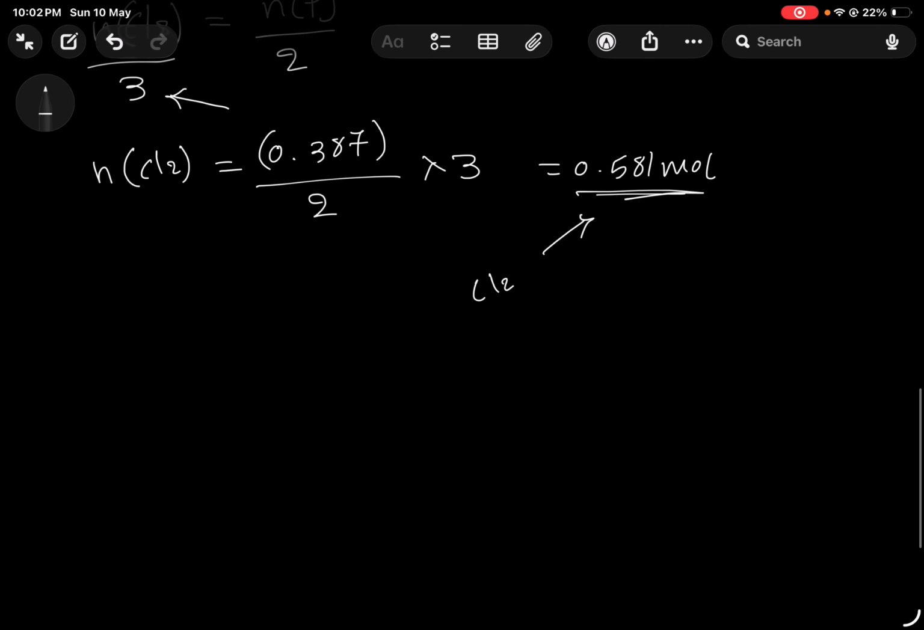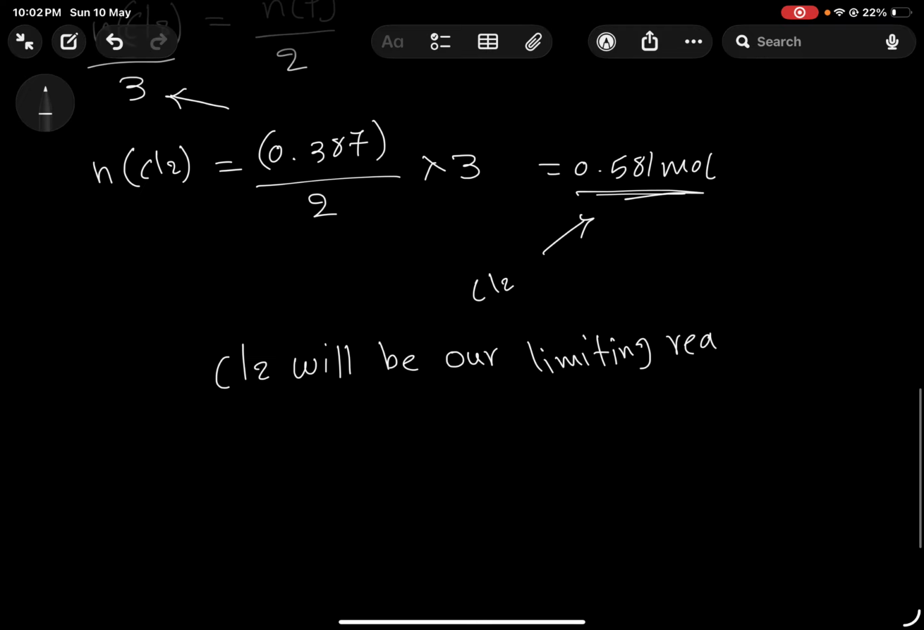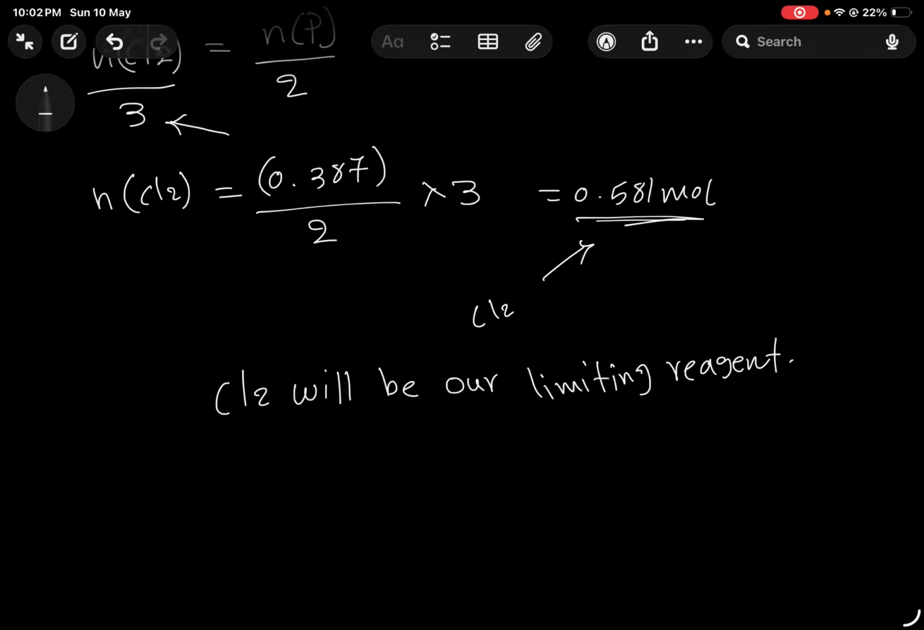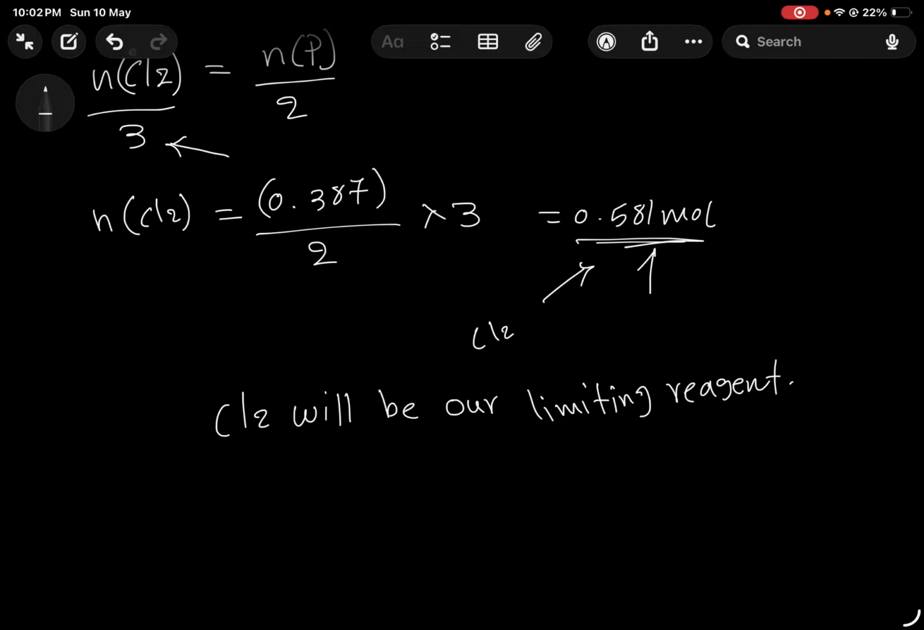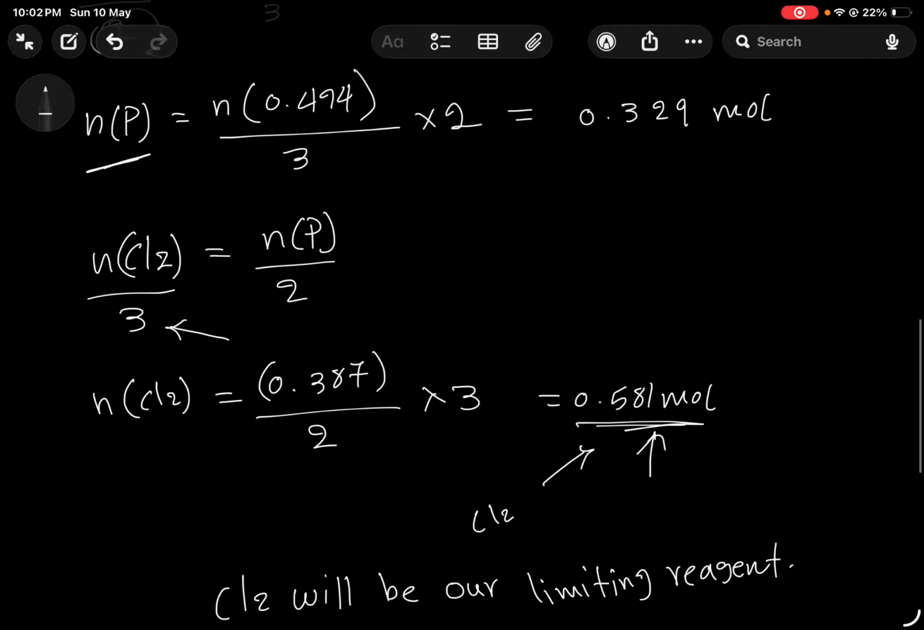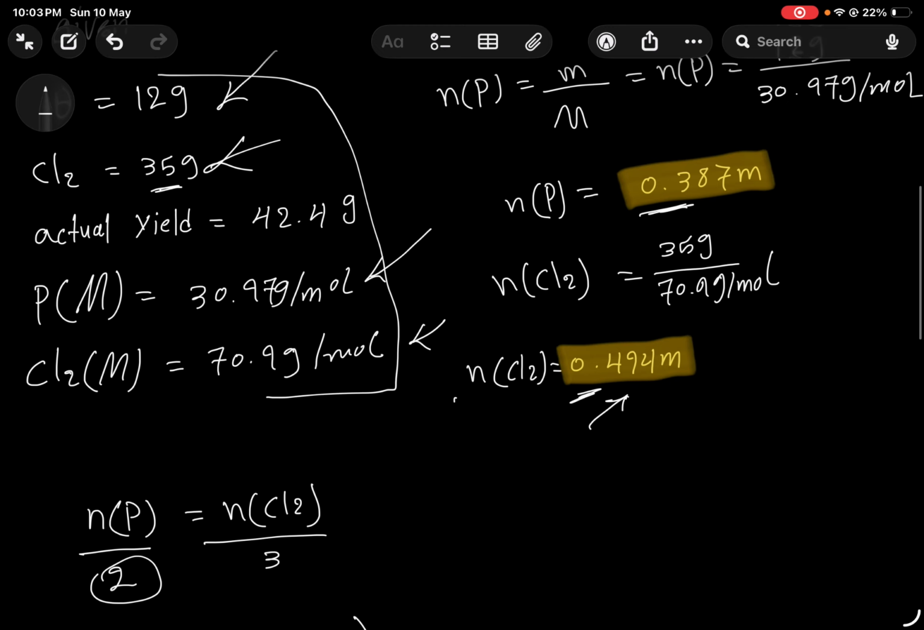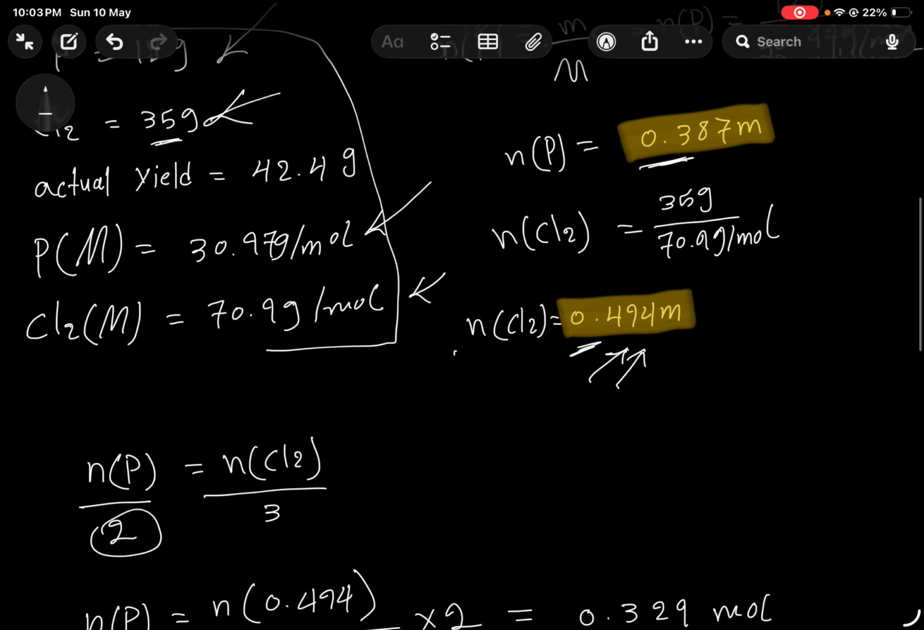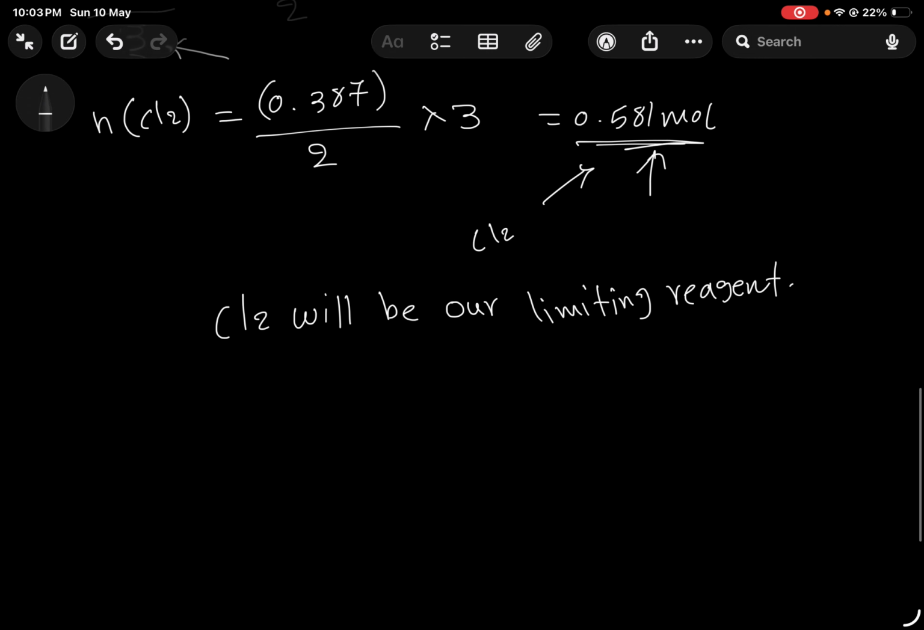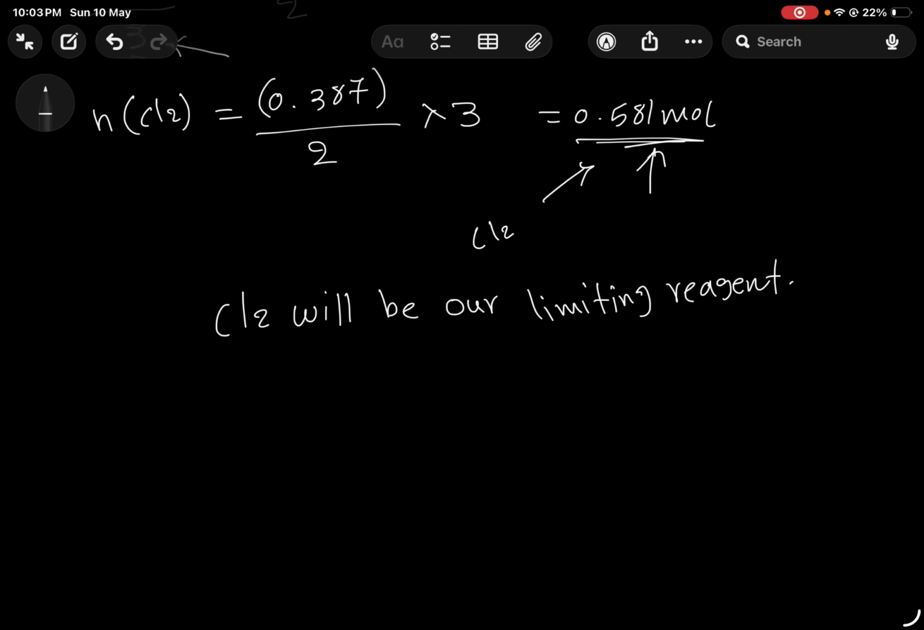So in this case Cl2 will be our limiting reagent. This is because we have calculated the moles in here, and then we can compare this mole that we found with this one, and these two numbers are not very similar, so we can say that Cl2 will be our limiting reagent.